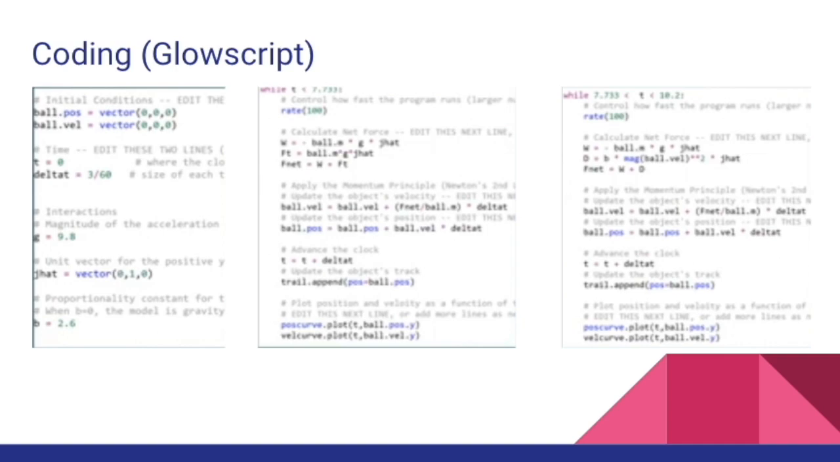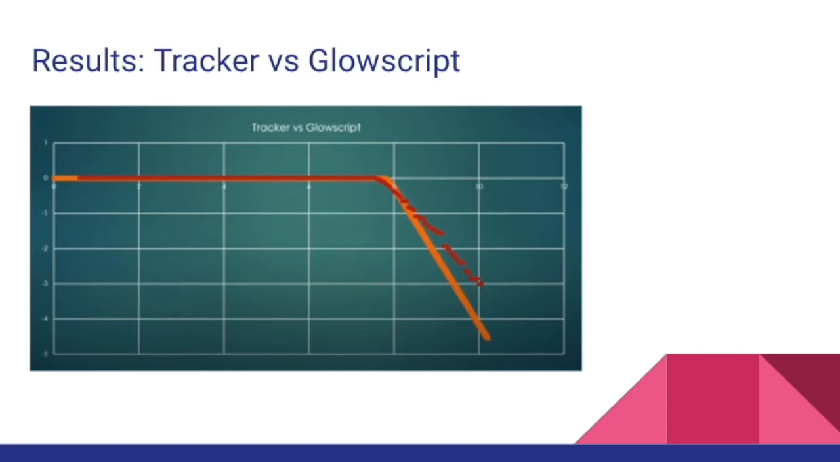So here are my results of my Tracker versus the GlowScript. In this case, the GlowScript would be the orange line and the Tracker would be the red line. And as you can see, there's more discrepancy between the Tracker and the GlowScript models. This could be because there's more drag in the video than in the model, or also just human error when trying to do the Tracker model.